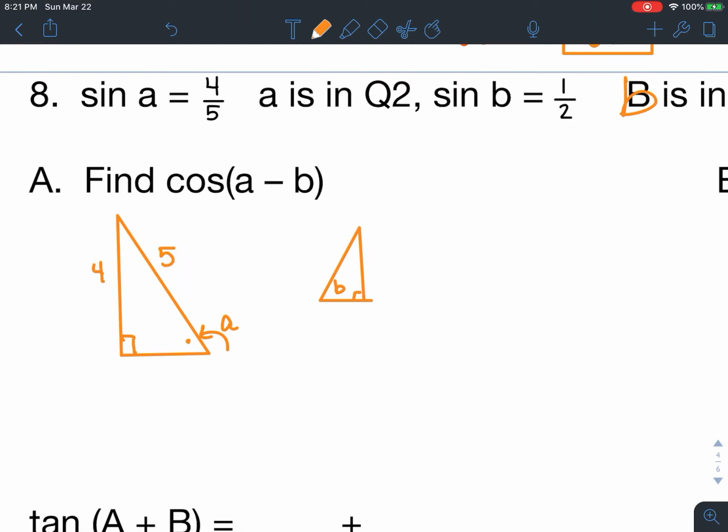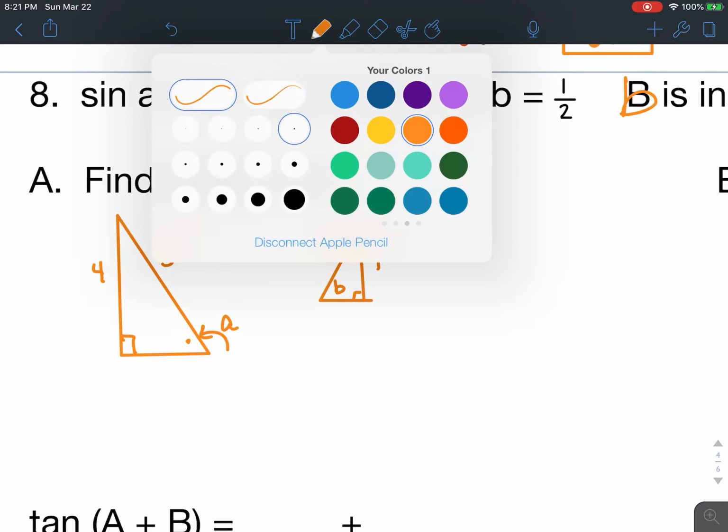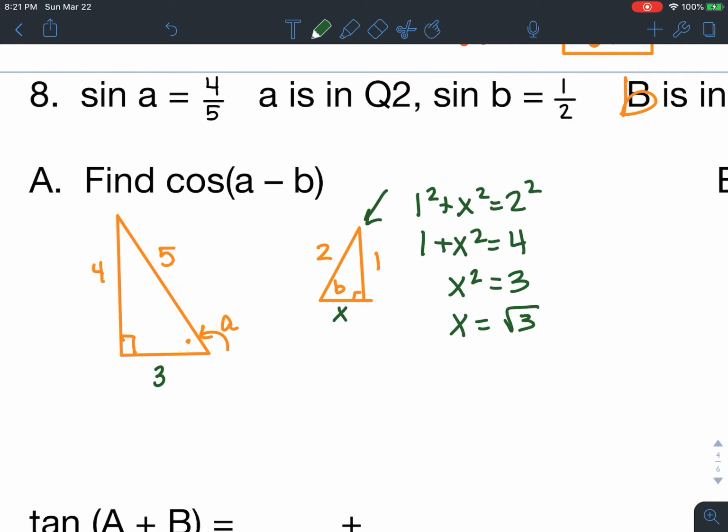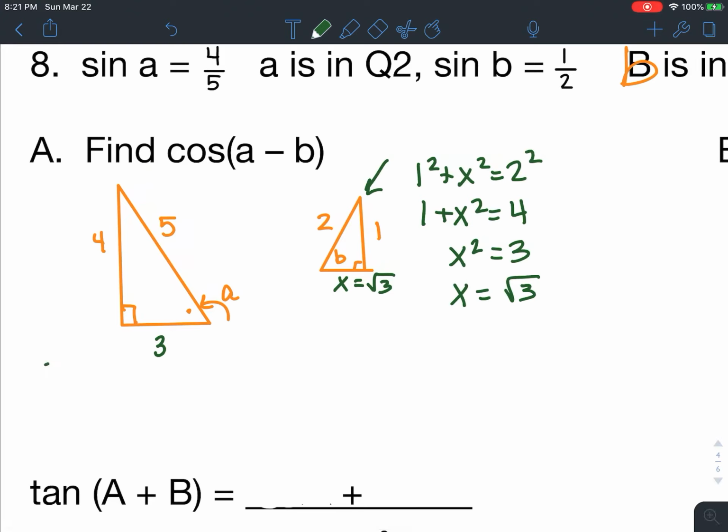So sine of angle A is 4/5. Sine of B is 1/2. And now we're going to have to find the other sides. So the adjacent side on the triangle with angle A is 3. And the adjacent side on this triangle, we'll call that x. So 1 squared plus x squared equals 2 squared, the Pythagorean theorem. We're going to get 1 plus x squared equals 4, so x squared equals 3, so x equals the square root of 3. If you can do that in your head, more power to you.